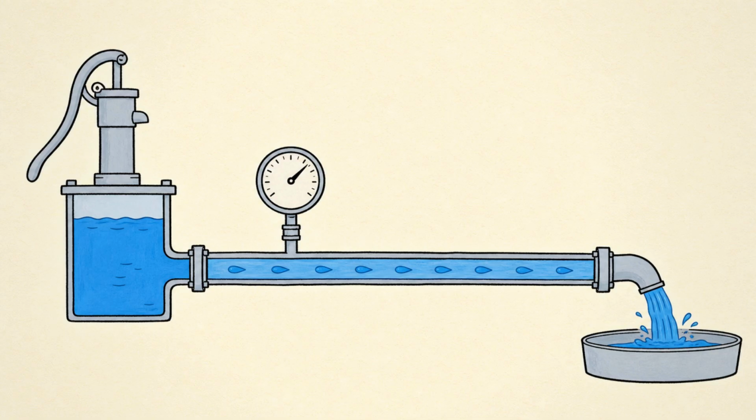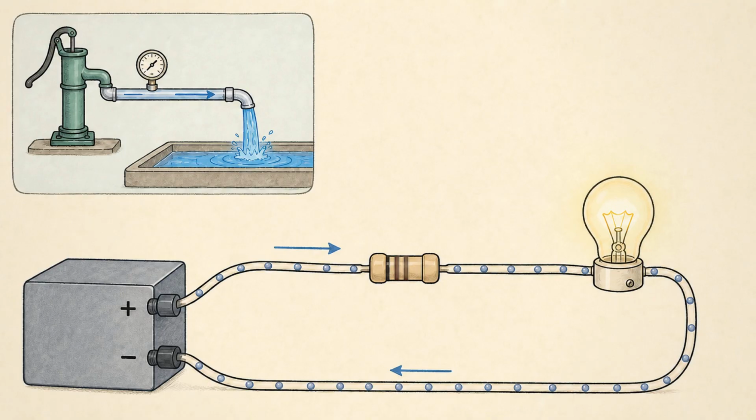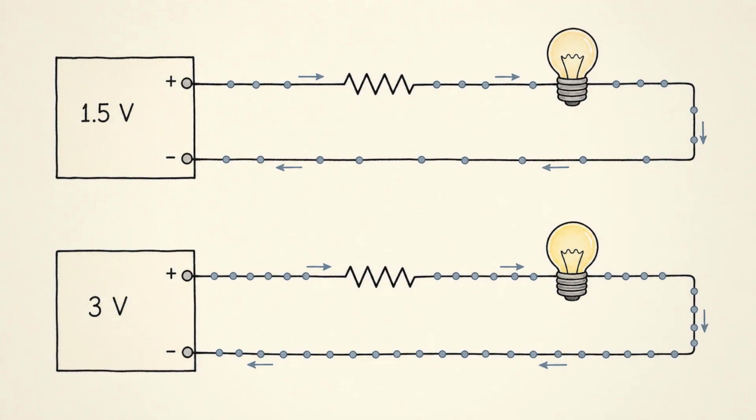A useful comparison is water pressure. Pressure can make water move through a pipe. In a similar way, voltage can make electric charge move through a circuit. The comparison is not perfect, but it is useful at the beginning. More voltage generally means more ability to drive current through a circuit, provided there is a complete path.